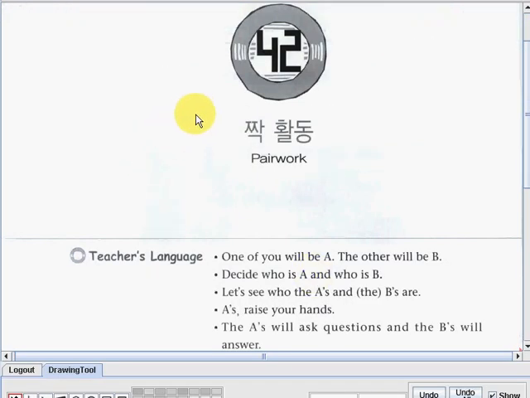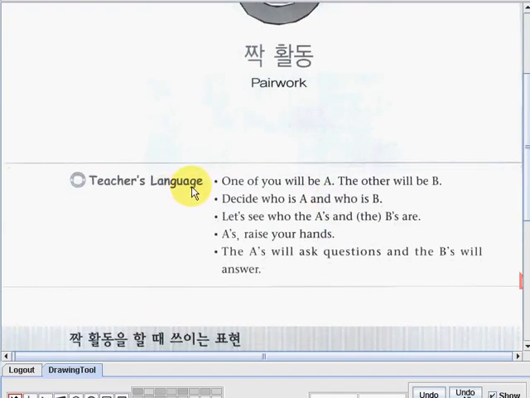Now let's go to lesson number 42, and the topic is pair work. Again, the topic is pair work. Now let's go to the teacher's language here. So first one is, one of you will be A, the other will be B. Next, decide who is A and who is B. Next one, let's see who the A's and the B's are. A's, raise your hands. Now, last one, the A's will ask questions and the B's will answer. So those are some of the teacher's language regarding the topic pair work.